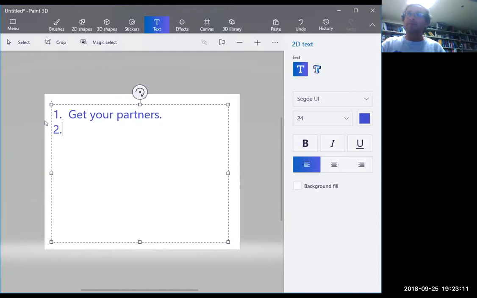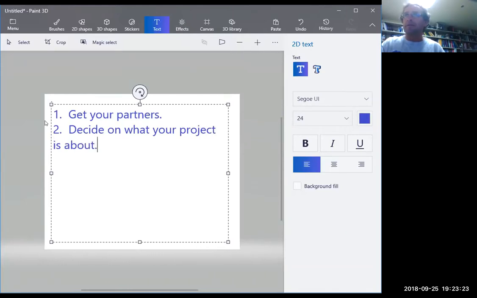Step 2. All right, decide on what you're going to survey, what your project is about. And that should be not you as an individual, but you in your partnership. You need to be in agreement. Okay, 1 project per partnership, and you only turn in 1 paper.